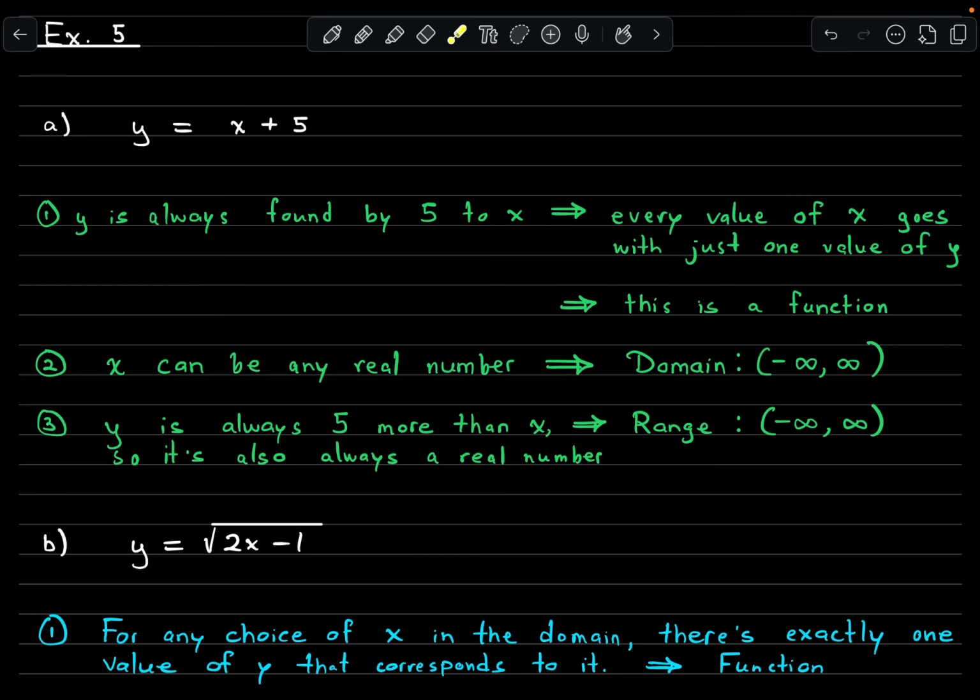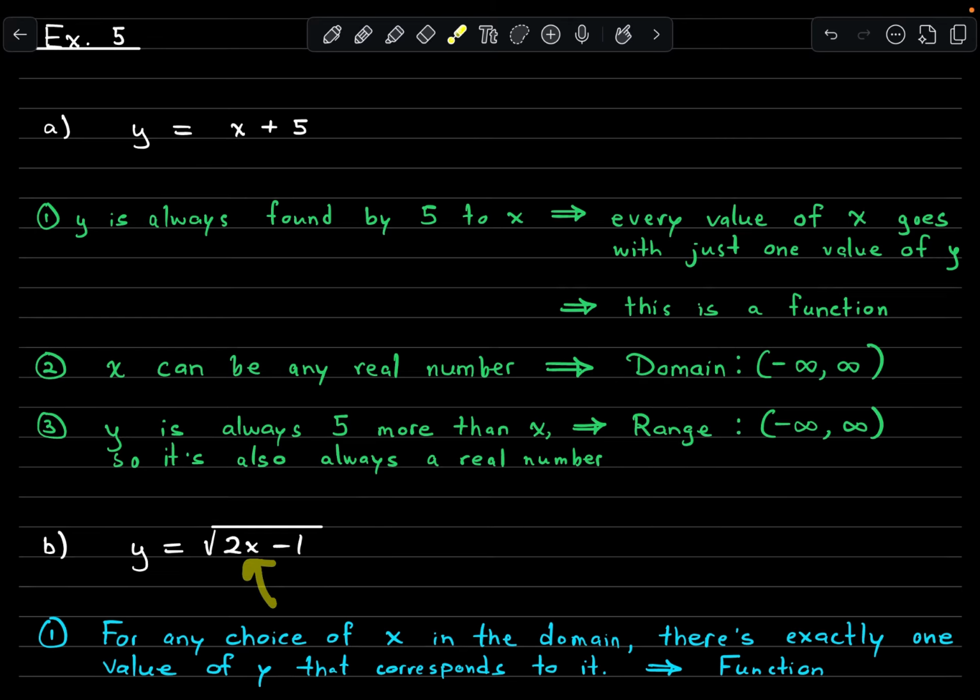But the first point is that for any choice of x in the domain, there's exactly one value of y that corresponds to it, right? So the same thing happens. We're going to do this operation, and we're only going to get a single value of y for whatever we put in for x. Therefore, it is still a function.